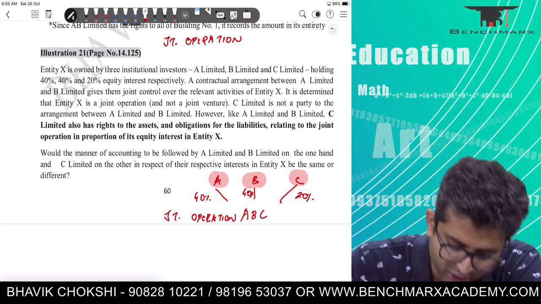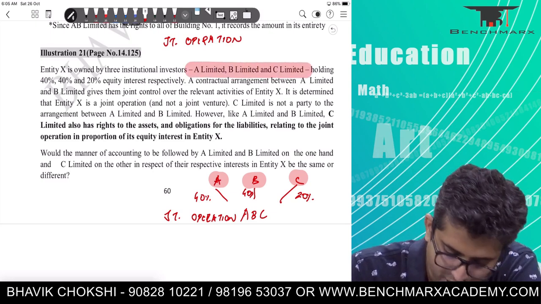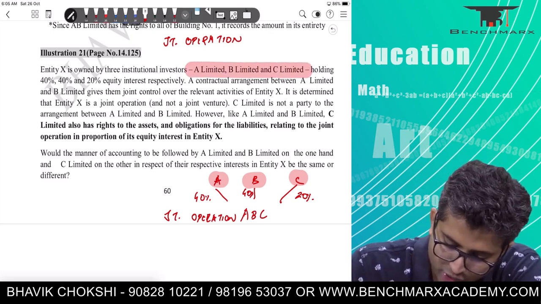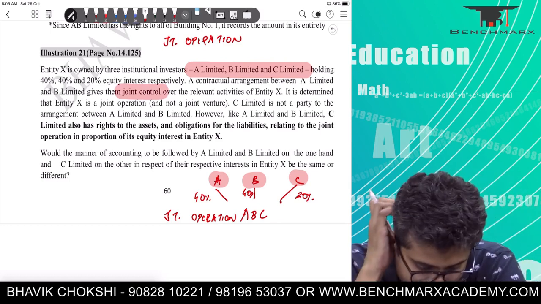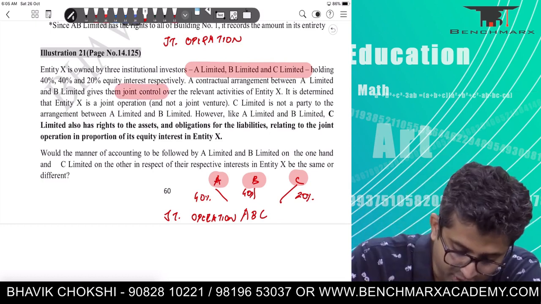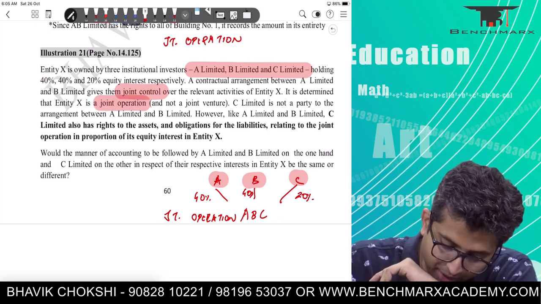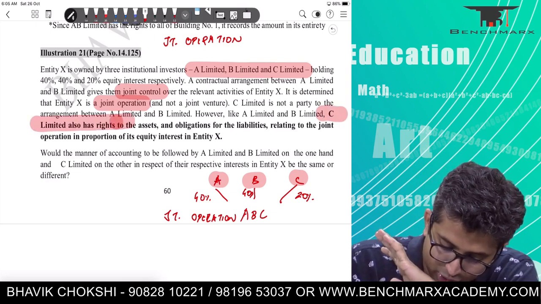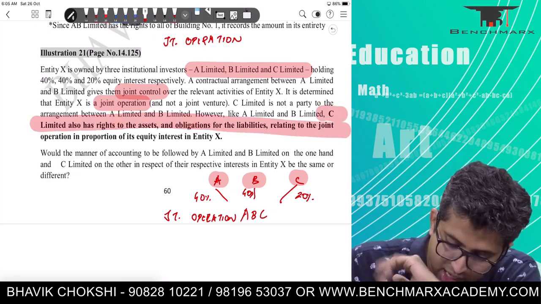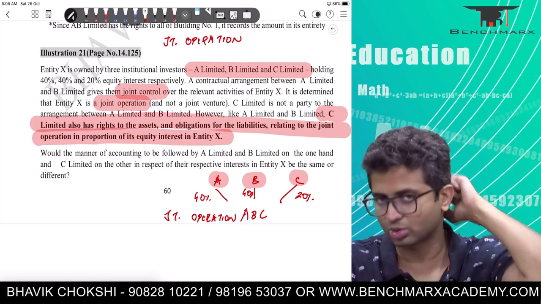We'll read the case over here. Entity X is owned by 3 institutional investors, A, B, and C, holding 40, 40, and 20. A contractual agreement between A and B gives them joint control, so that's only with A and B. It is determined that entity X is a joint operation, a very important term, and not a joint venture. C is not a party to the arrangement between A and B. However, like A and B, C also has rights to assets and obligations relating to the joint operation, which means if the liabilities exceed, even C has to contribute.